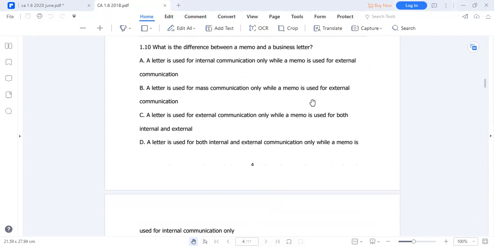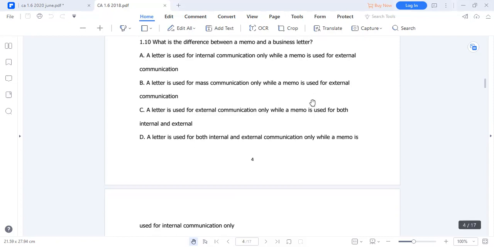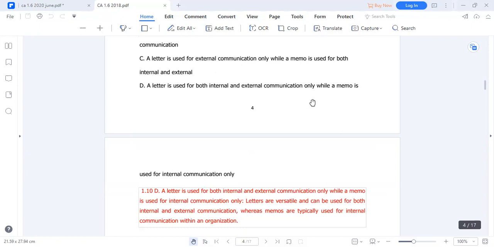D, yes. A memo is only for internal communication, while a letter can be used for both internal and external. So letters can be used for both, whereas memos are typically for internal use.